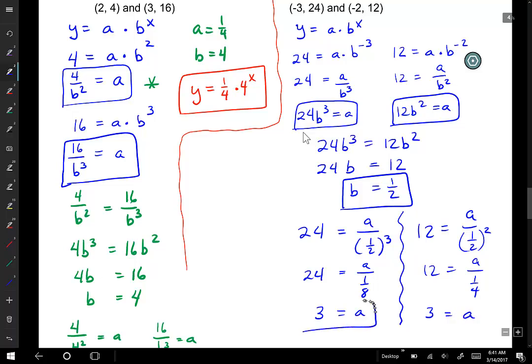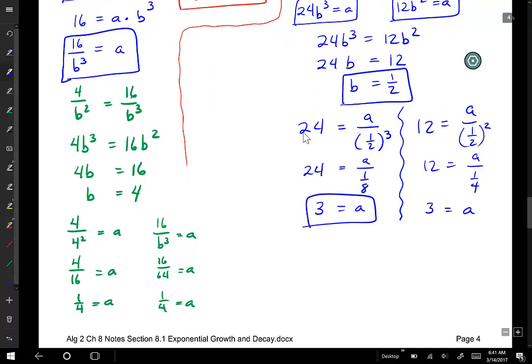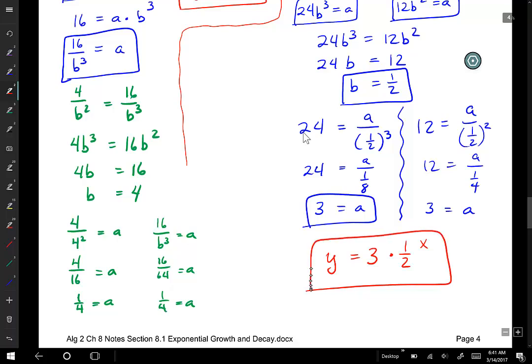So now I have my value of b equals 1/2, a equals 3, and so I can write my equation: y equals 3 times 1/2 raised to the x. So this is an example of exponential decay because the 1/2 is less than 1.